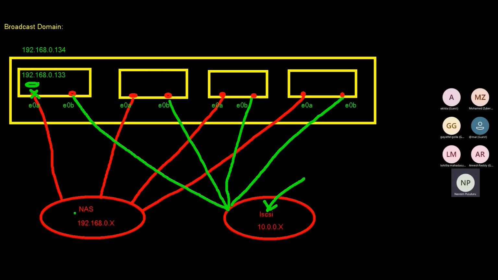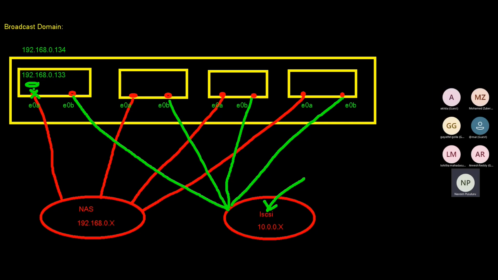Here my E0A is connected to this particular network. That means you can configure IPs within this network only, then only it will work. If you configure an IP of a different network on top of this interface, it will not work because my interface is not connected to that particular network. Okay, did you get what I'm saying?